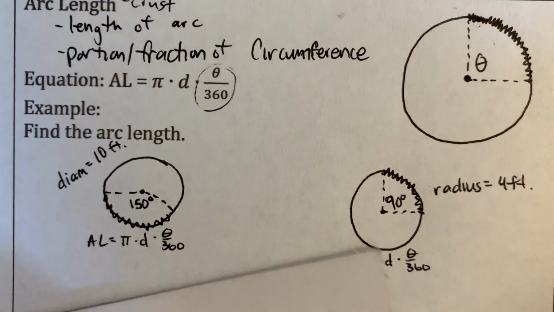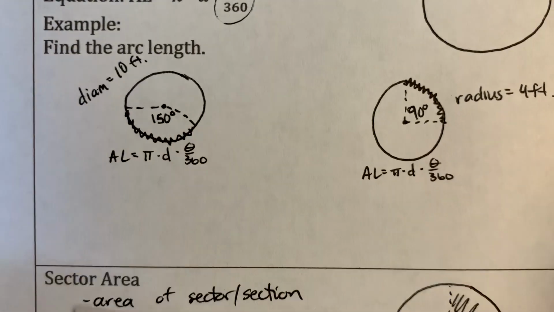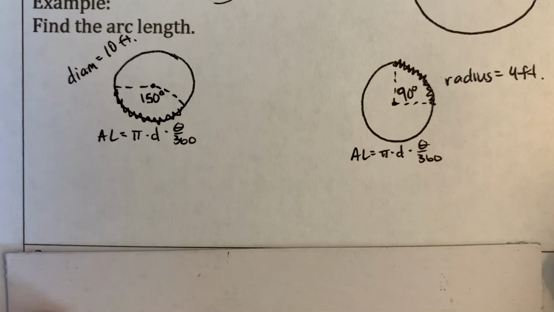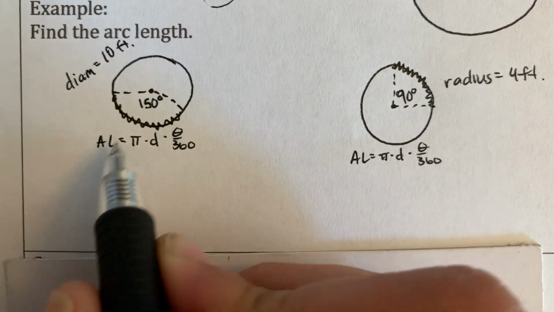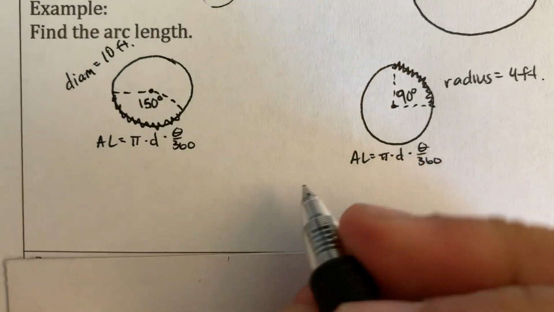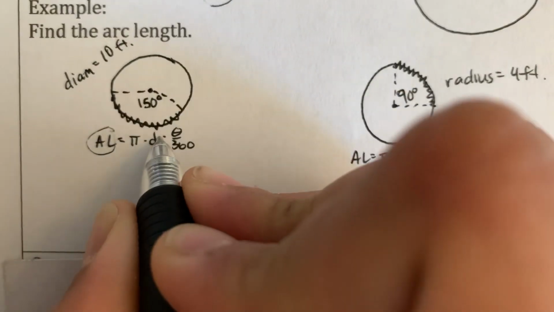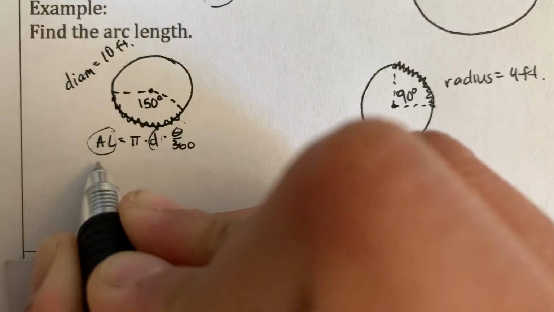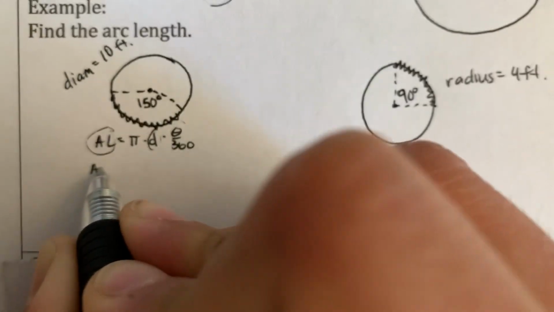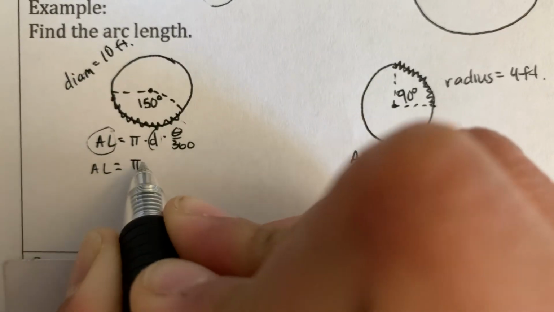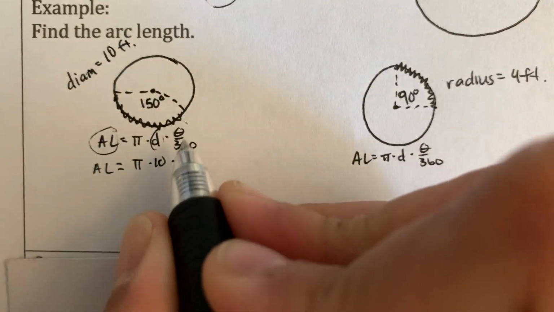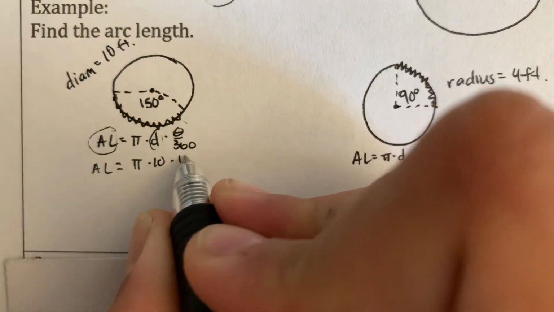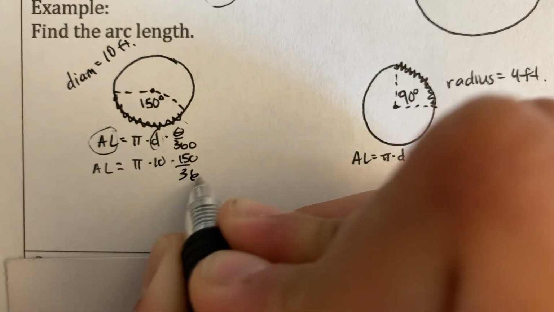Okay, so let's go ahead and go to these two examples. We are going to find the arc length, this length right here. Our diameter is 10 feet, and this is 150 degrees. So we need the diameter and the theta. We need to find the arc length, so we'll leave that as AL. Pi times the diameter of 10, and then 150 over 360 to get the fraction that we're multiplying it by.